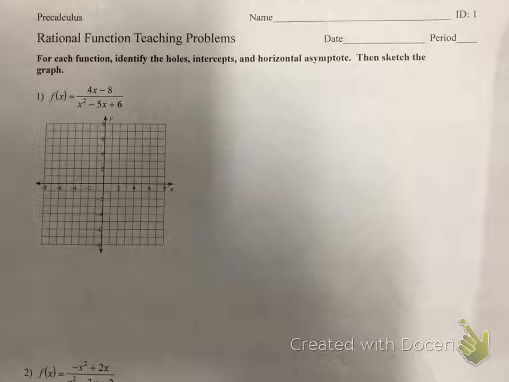This rational function, I would first of all look at to see what the horizontal asymptotes are. And because this degree, the top is 4x and the bottom is x squared, the power is 1, this is 1 degree lower. Then when the bottom is higher, it's always going to have a horizontal asymptote at y equals 0.